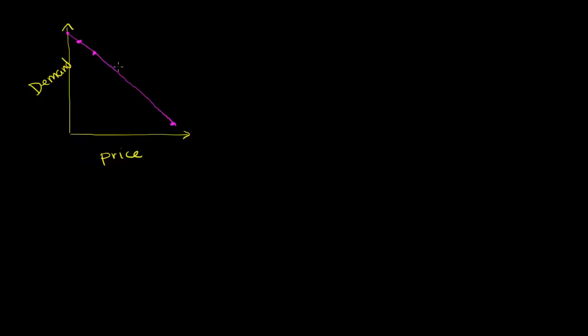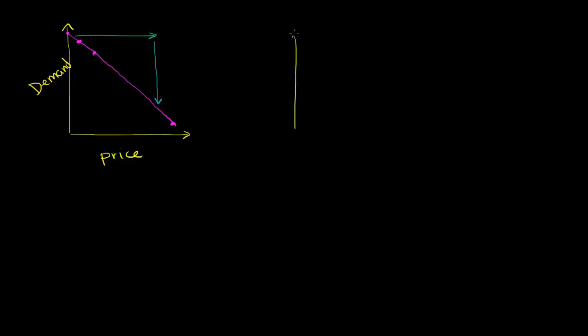And I'm just going to assume for this video that it's a line. It might not be a line. It might be a curve. It might look something like that, or it might look something like that. But in general, if you saw this magenta curve there, and someone were to ask you, as price increases, what happens to demand? You'd say, well, look, as price increases, demand is decreasing.